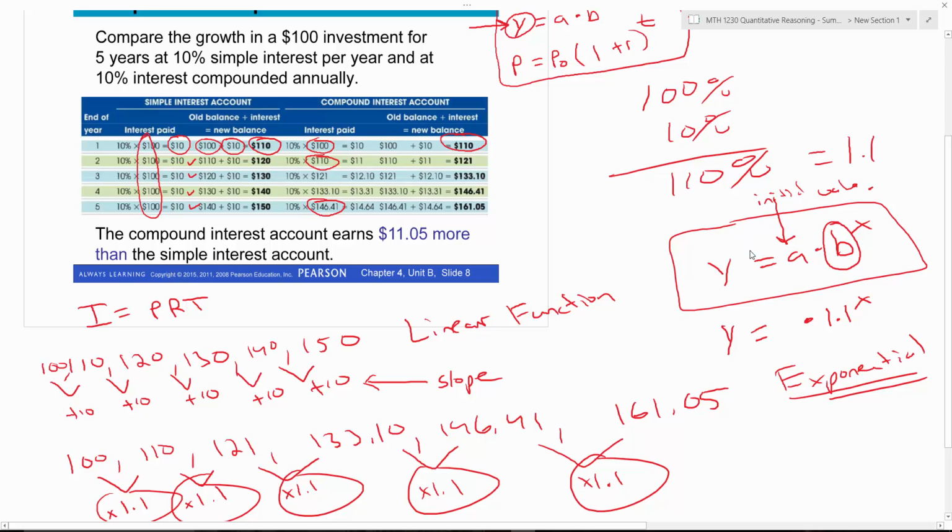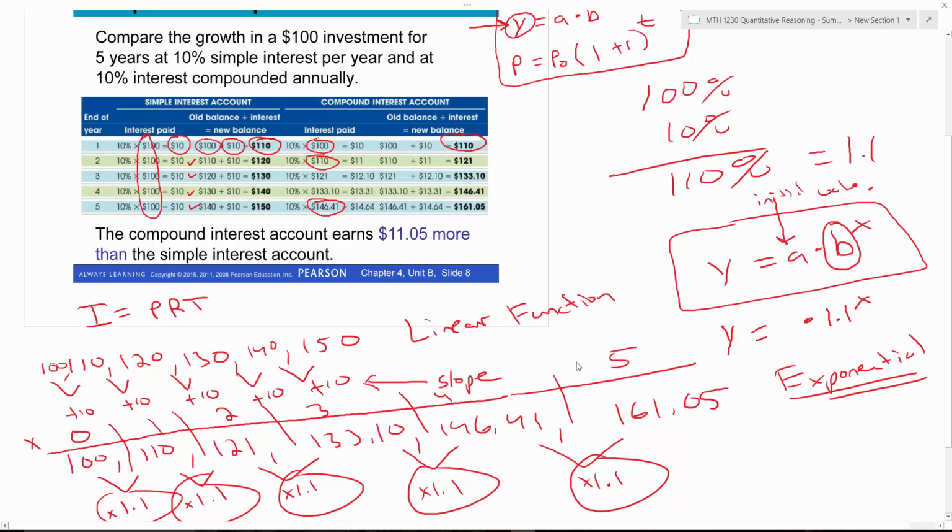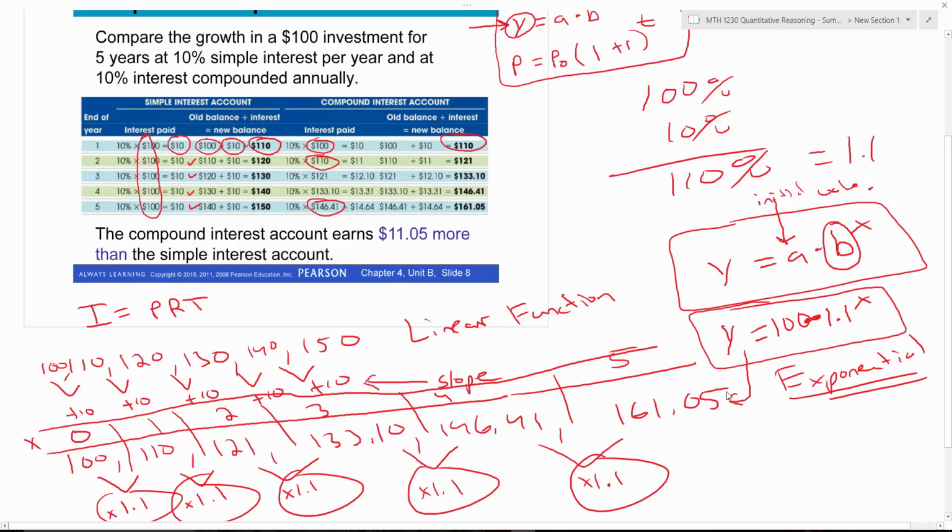which here would be, well, if we let this be an x value of 0, then 100 would be my initial value. Just filling in those x values. So the equation would be y equals 100 times 1.1 to the x. That's the equation that I would get for this function.